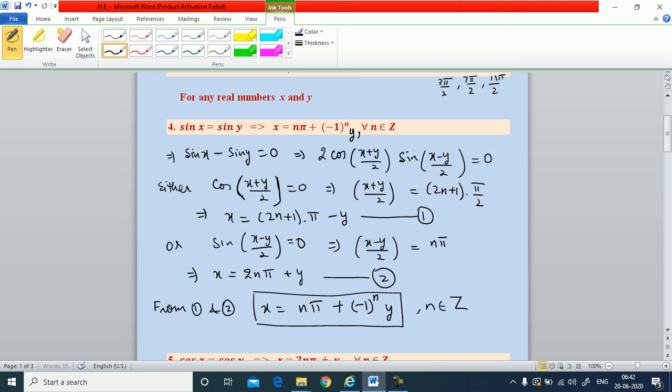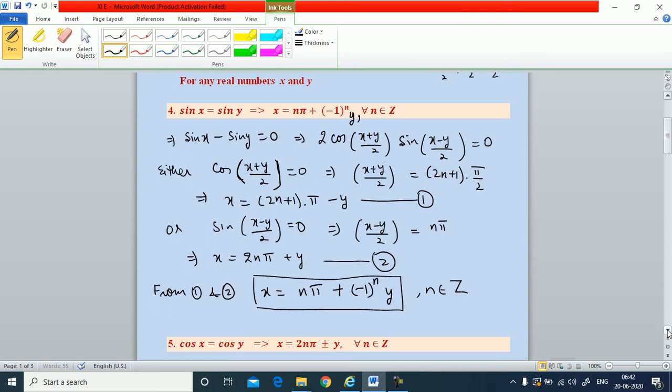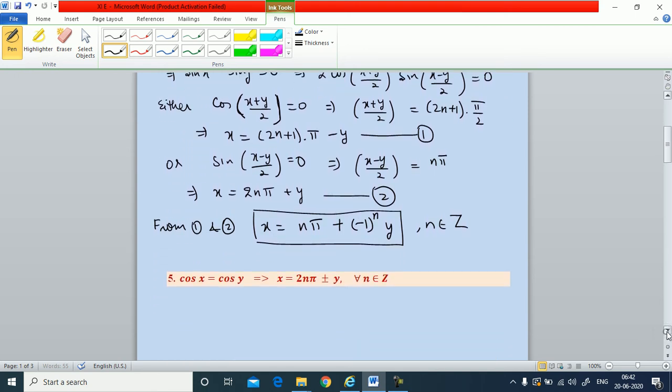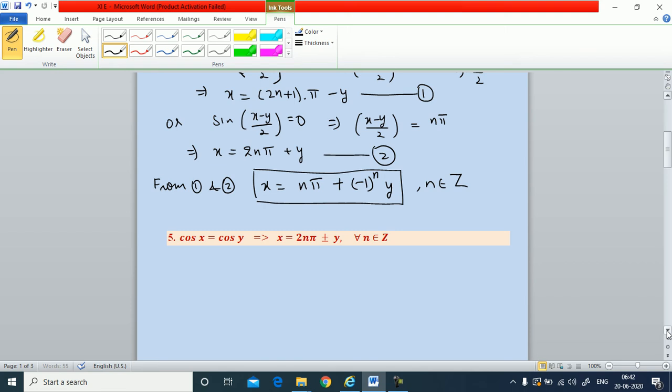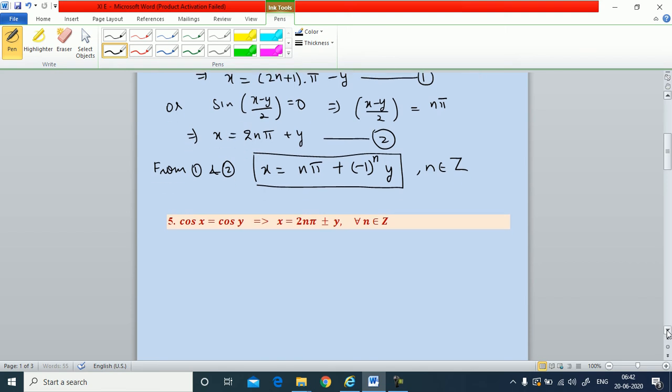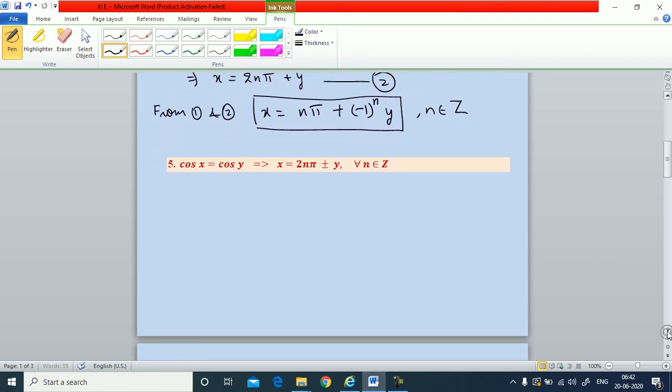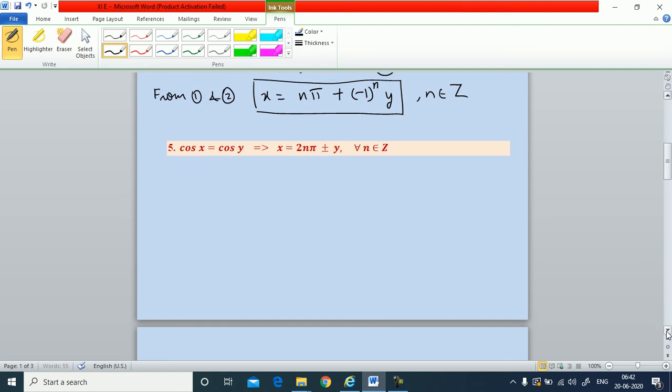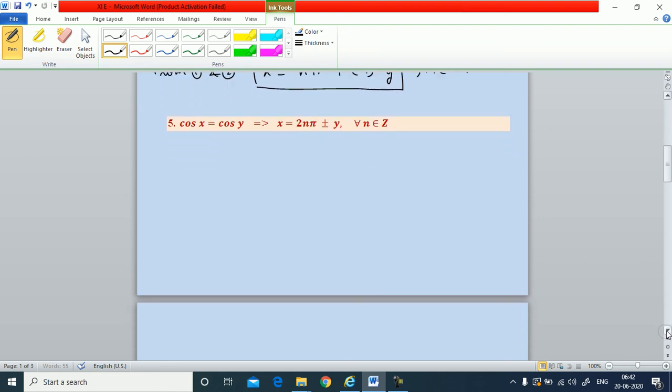So if you have an equation of the type sin x is equal to sin y, you can write the general value for x, that will be n pi plus minus 1 to the power n into y. Okay children, now in the same way, let us find the general formula for solving equations cos x is equal to cos y and tan x is equal to tan y.